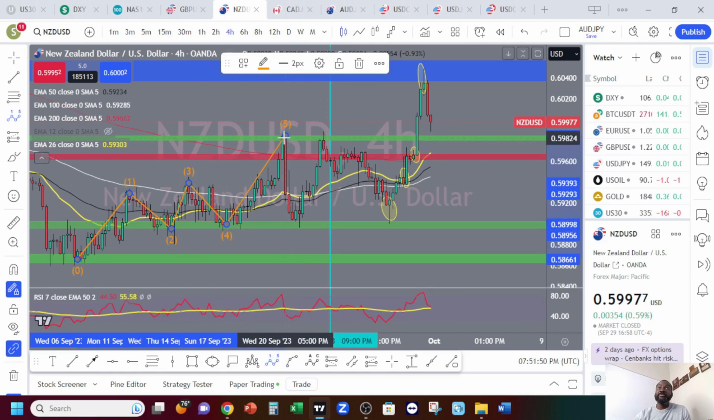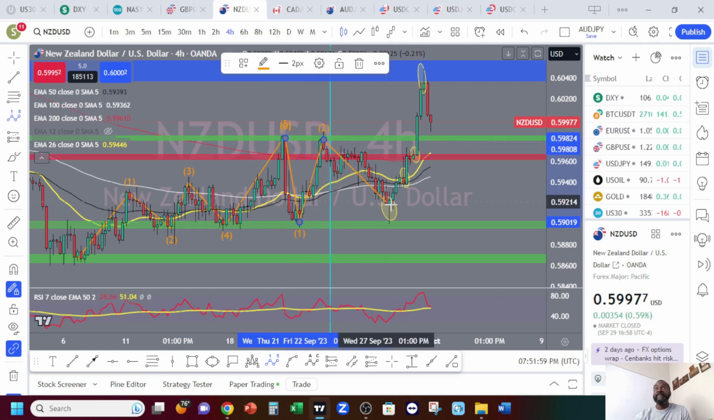So price dropped down again, came to test this 4-hour support, came back, made a high that is the same as this high, came back, and we see here it made a higher high that is higher than this high, and then went back to make a high that is higher than this high right here, and price is on its way down.